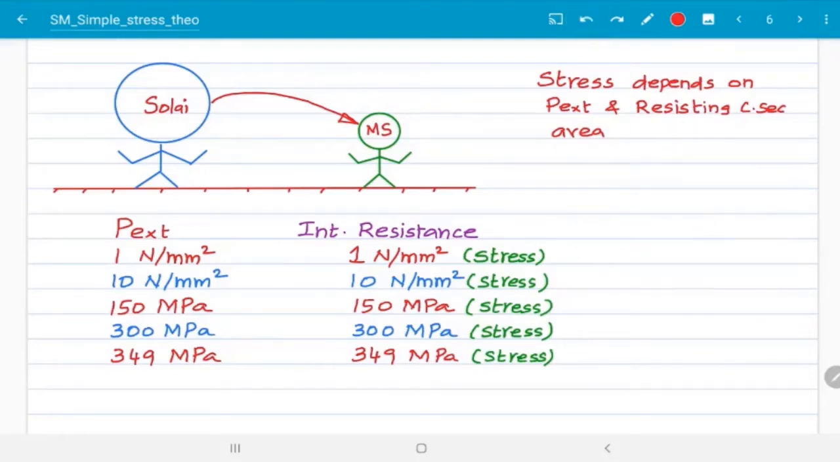So stress depends on external load and resisting cross section area. So stress is a geometric function. Very important point: stress is a geometric function. It will vary. It depends on external force or external load and the resisting cross section area.